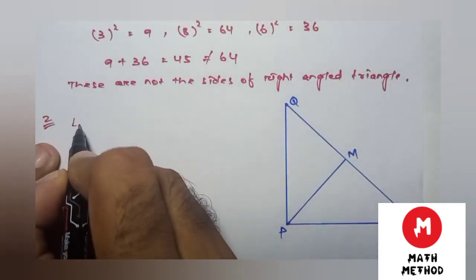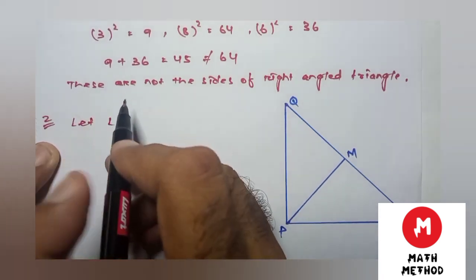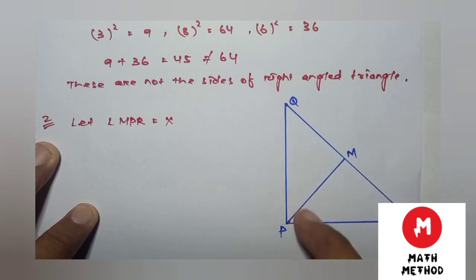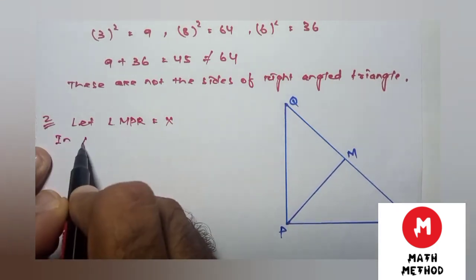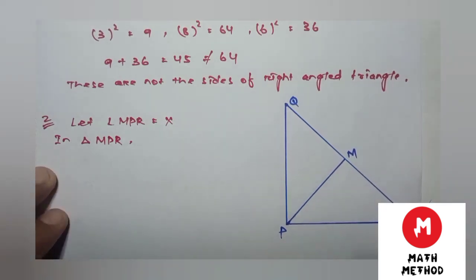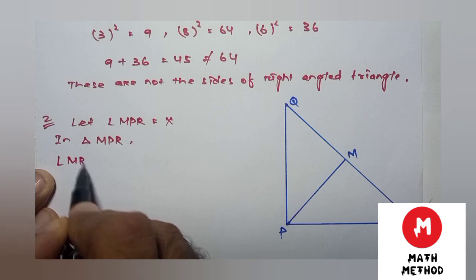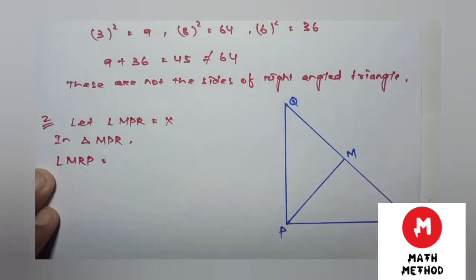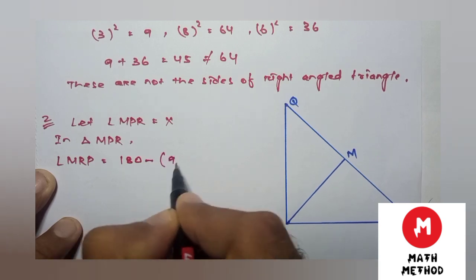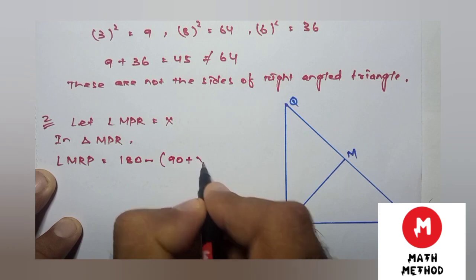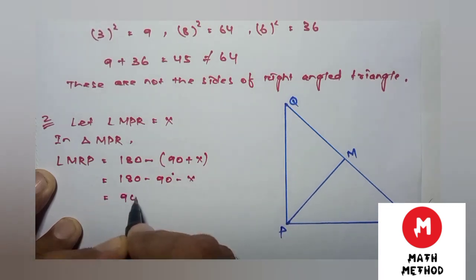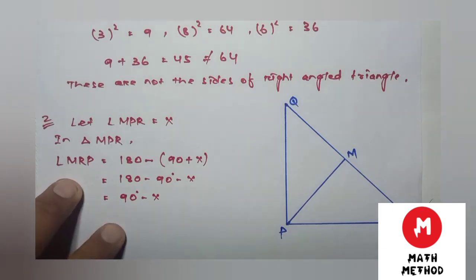Here let our angle MPR be equal to X. Now in triangle MPR, angle MRP is equal to 180 degree minus, here angle PMR is 90 degree, and the other one is X. So angle MRP is equal to 180 minus 90 degree minus X, which equals 90 degree minus X. Clear? So angle MRP is equal to 90 minus X.